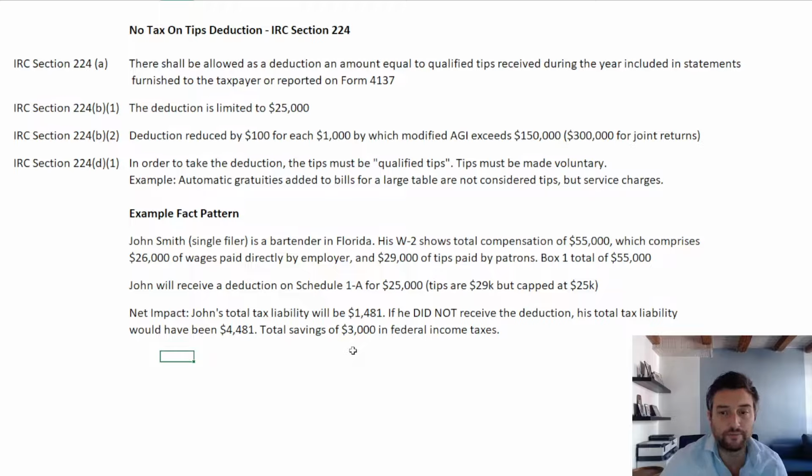So very good thing, very good provision that was added in the One Big Beautiful Bill. It will help a lot of tipped employees that are taxpayers in the United States. So hopefully everybody will remember to leverage that so you don't overpay in taxes during 2025 and the subsequent years as well. This is a provision that's going to sunset at the end of 2028, assuming they don't extend it. Maybe they will. Who knows?